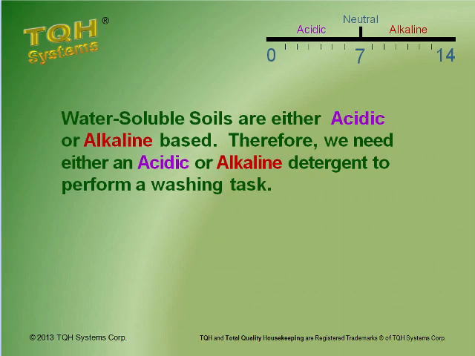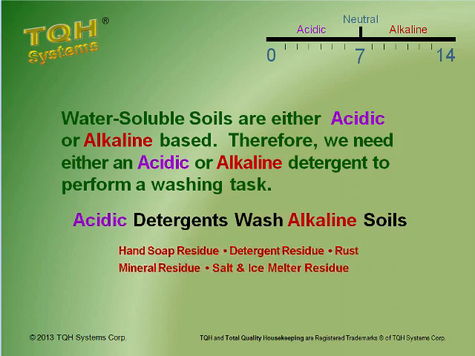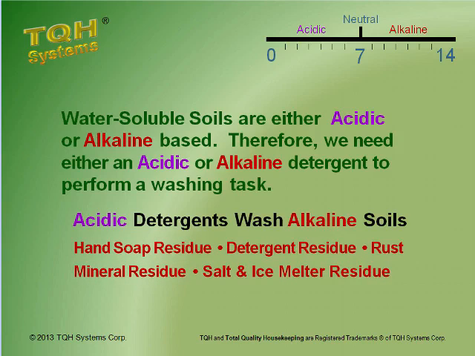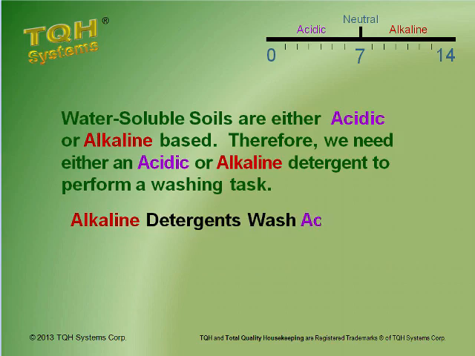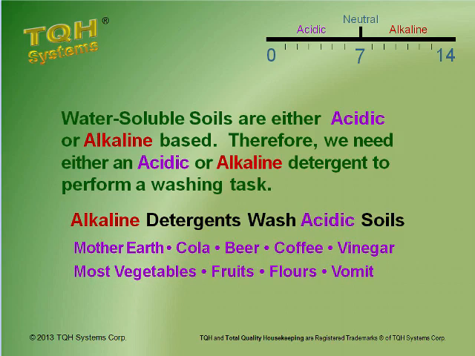Water-soluble soils are either acidic or alkaline-based. Therefore, we need only two detergents for cleaning, an acidic and an alkaline detergent, to perform either of the washing tasks. Acidic detergents will wash away alkaline soils, such as hand soap residue, detergent residue, rust, mineral residue, salt and ice melter residue. Alkaline detergents will wash acidic soils, like earth you track in from outside, cola, beer, coffee, vinegar, most vegetables, fruits, flowers, and animal or human vomit.